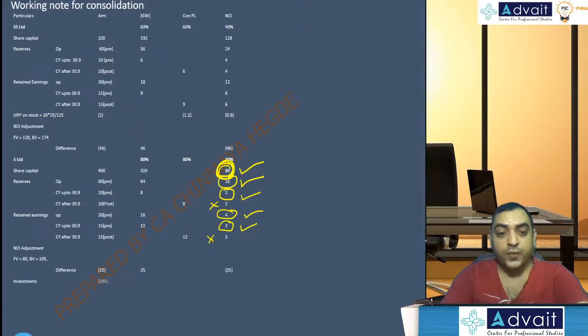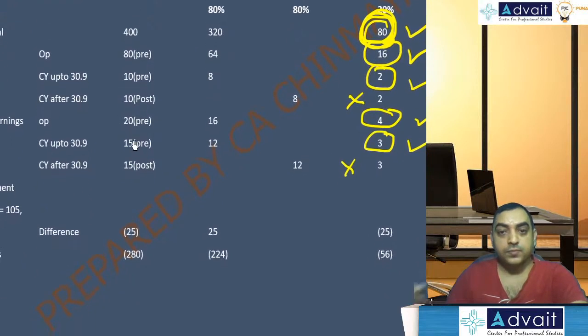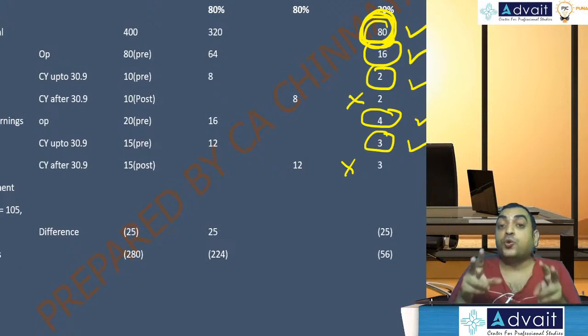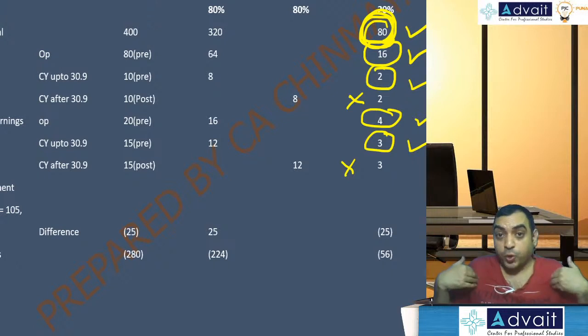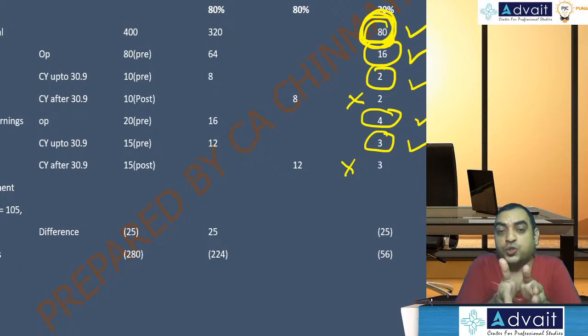Then regarding investments, I told you, investment of subsidiary S Limited, the value is 280, but that 280 is owned by two sets of people. One is P Limited, the holding company, the other is outsiders, which is 20%. So of 280, 80% goes to goodwill calculation, 20% goes to NCI calculation. Please subtract investments in those two columns.